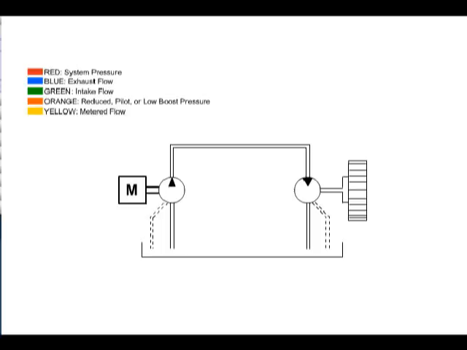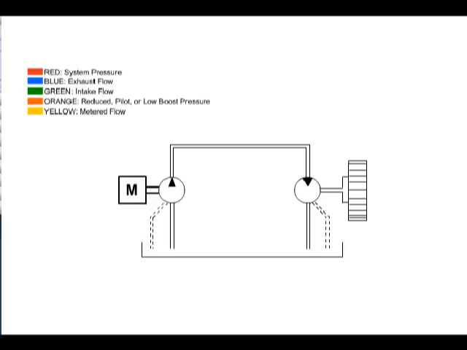In an open circuit, hydraulic fluid supplied to the pump inlet comes from the reservoir and is returned from the actuator back to the reservoir. In most open circuits, hydraulic fluid is fed to the actuator by a directional control valve and returned to the reservoir in the same way.